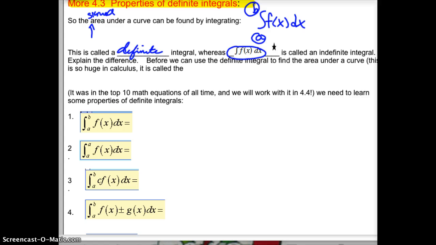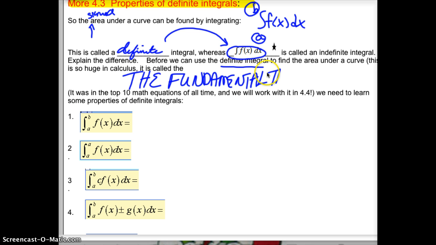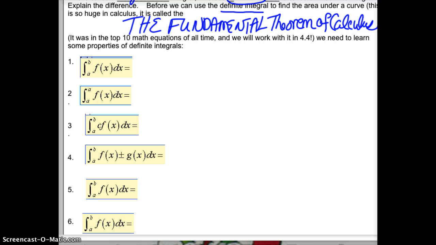And before we can use that definite integral to give us the exact area and tie it into the anti-differentiation process in 4.1, and it's so huge, it's actually called the fundamental theorem of calculus. We're going to call it the FTC. It's in like the top 5 of mathematical equations of all time. You'll see why when we get there, but before we can tie those together with the final knot, there's some properties that go with the definite integrals that I would like you to get used to using.